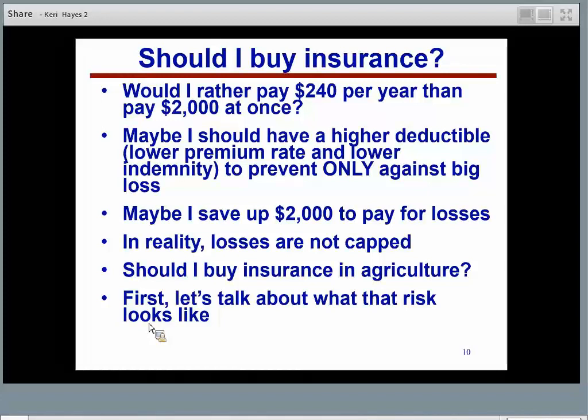Maybe I can just save up the $2,000, right? Maybe I already have the $2,000 saved up, and in that case, why would I buy insurance anyway? I'm just going to keep the $2,000. At the end of 10 years, I'm $400 better off, right? Because I haven't had to pay any of that stuff. So in reality, those losses aren't capped, but you should be asking these same questions when we're thinking about insurance in agriculture. So before we talk about the specific products in agriculture, let's talk about what the risk looks like in agriculture.